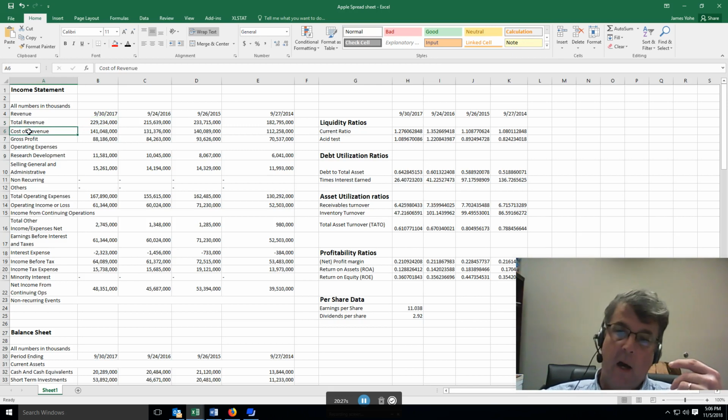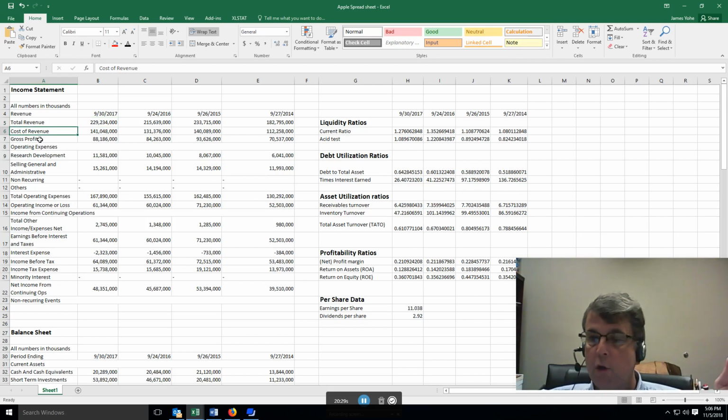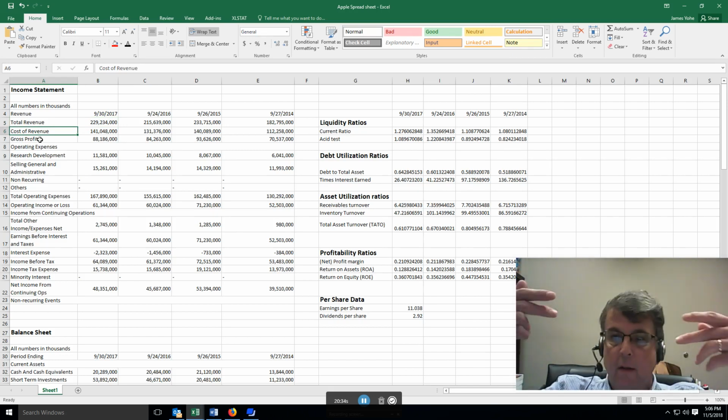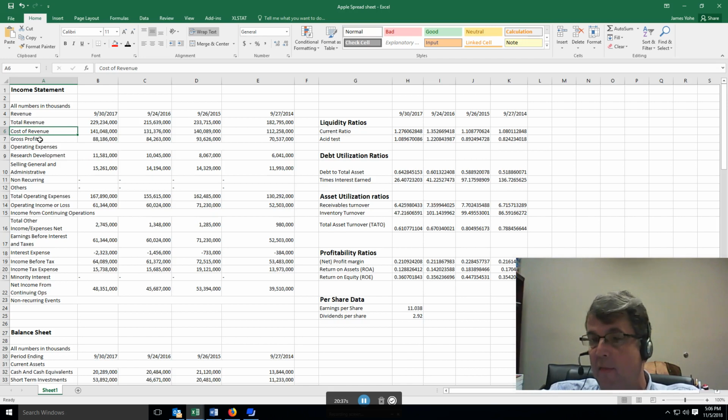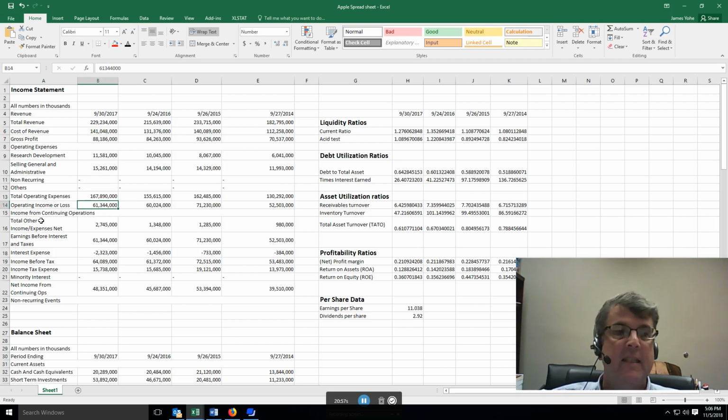So we bought $1 million worth of groceries at our cost, that's COGS, and we sold it for $110,000. The operating profit or gross profit would be $10,000, actually gross profit. Then we take our operating expenses out, and that would give us our operating income or total operating income or loss. Then we take things out like interest payments. That would give us earnings before interest and taxes.